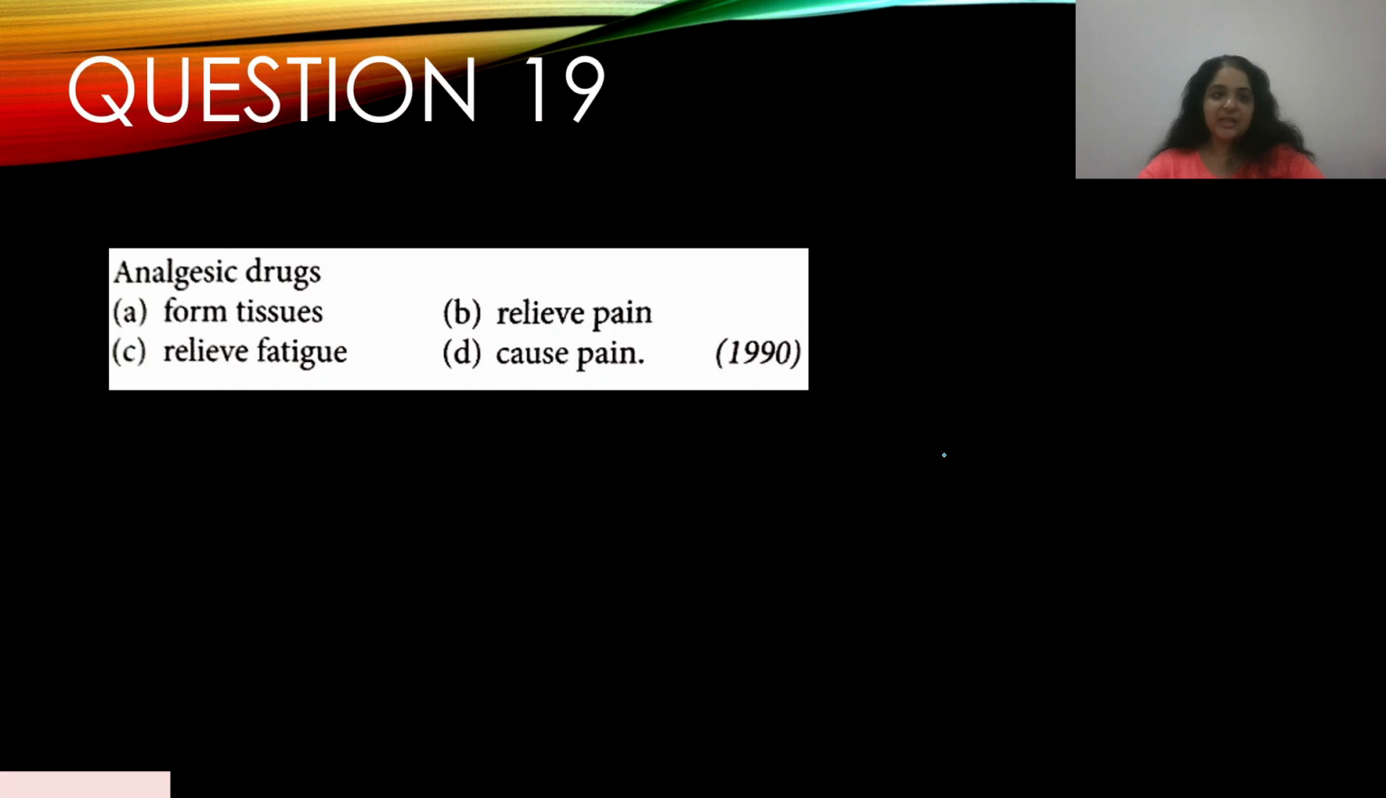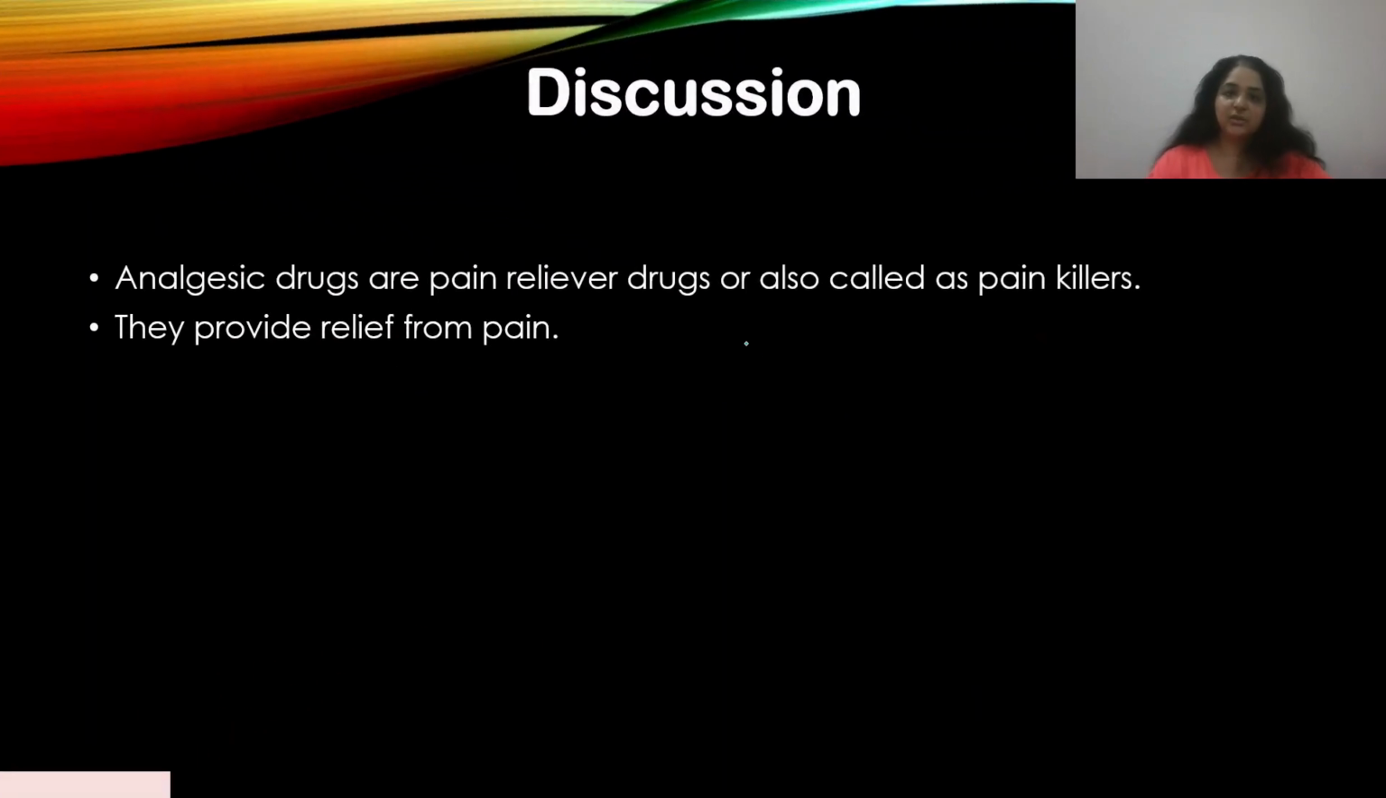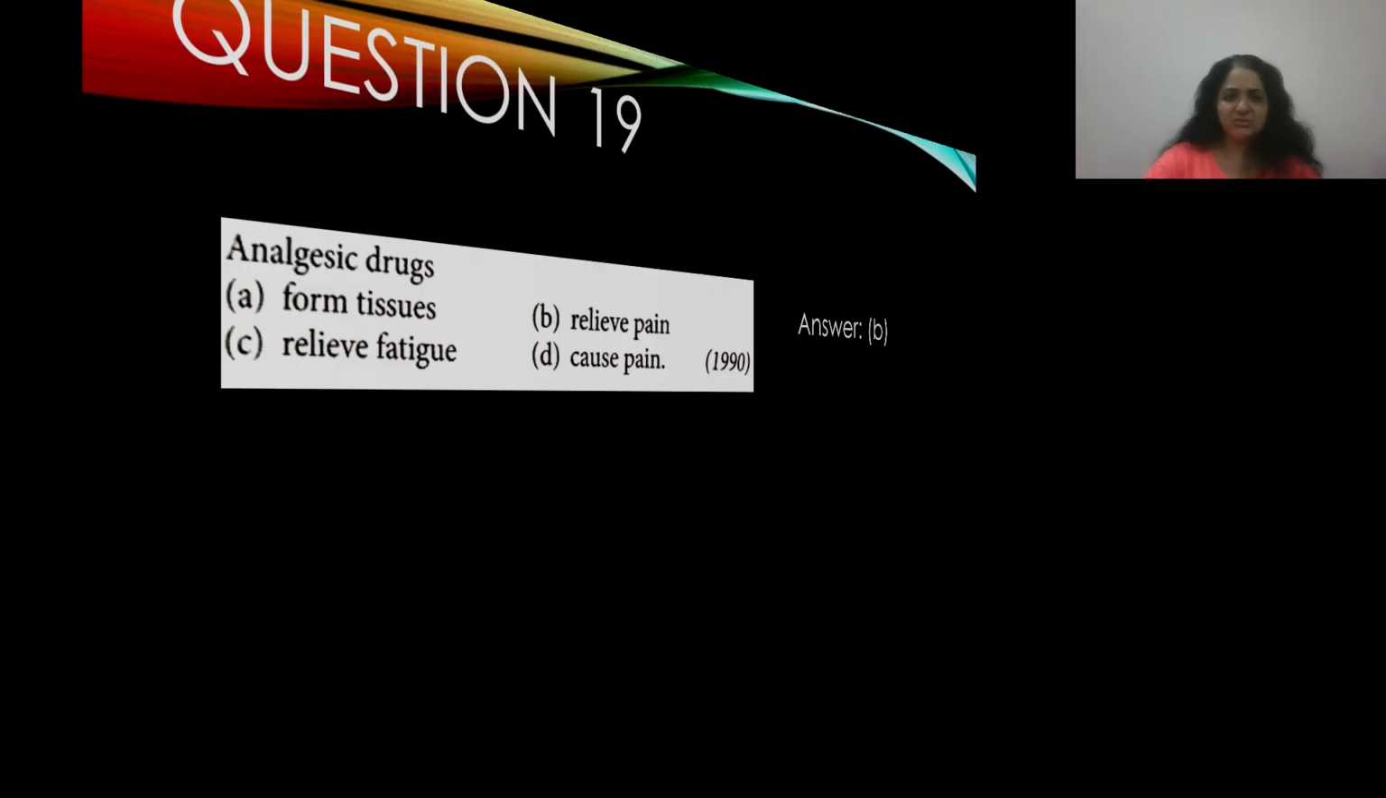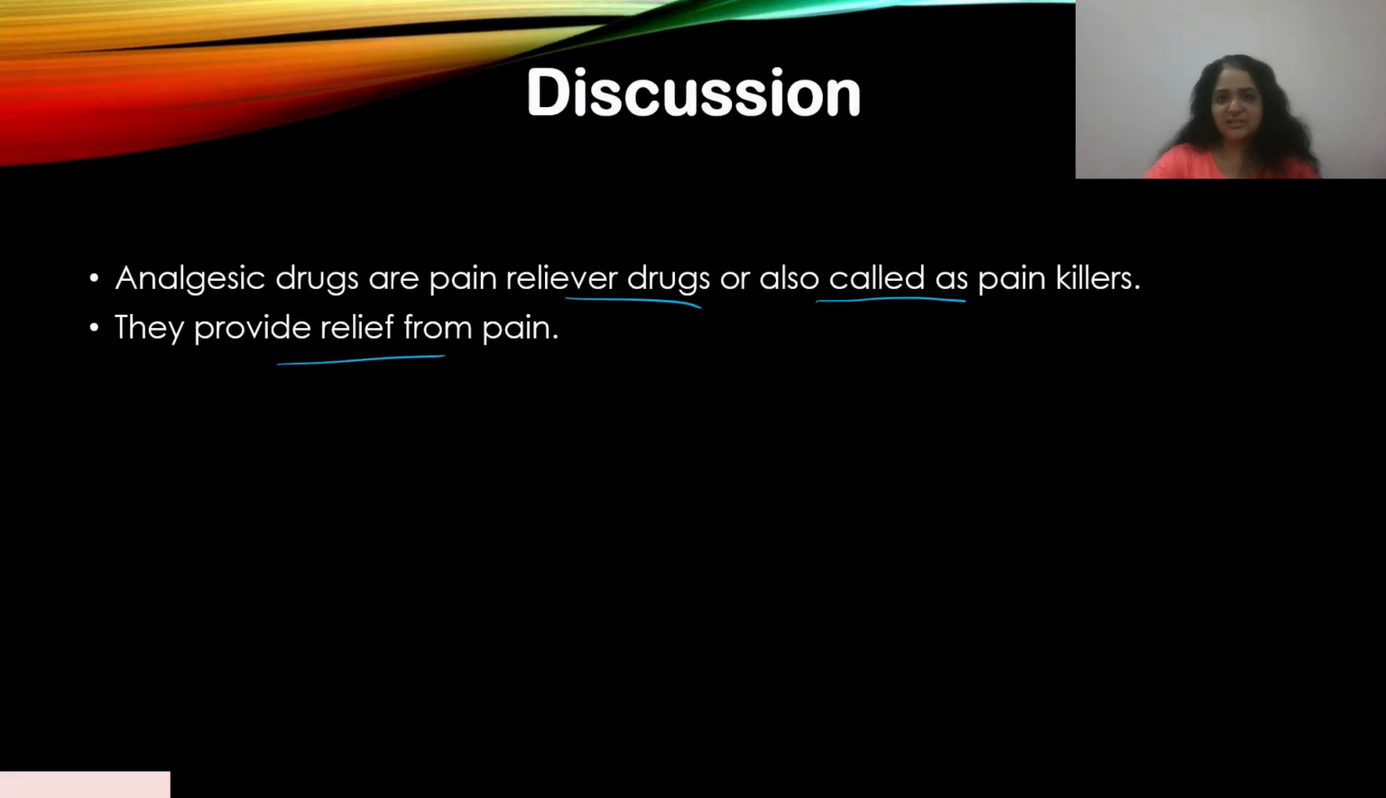Question number 19. Analgesic drugs, this appeared in 1990, it's way back. A. Form tissues, B. Relieve pain, C. Relieve fatigue, D. Cause pain. No, analgesic drugs relieve pain, they behave like painkillers, pain relievers. So answer is B. Analgesic drugs are pain reliever drugs, also called painkillers, and they provide relief from pain. So learn this as a fact, in case they ever ask you. I guess we've answered this question. It was pretty direct, no? Relieves pain. Obviously A, C and D weren't the appropriate answers.